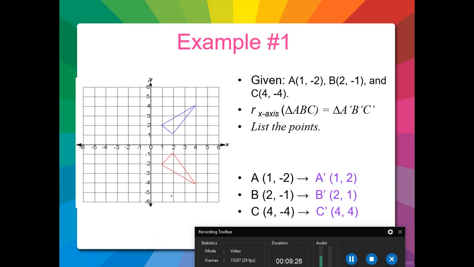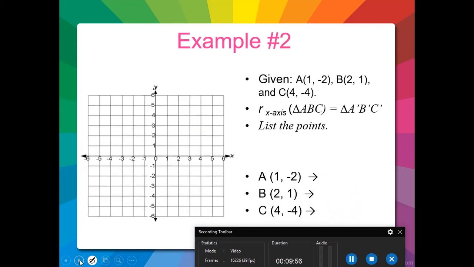There's the triangle that is the image. Notice it's exactly the same size. Distance between points is unchanged. So this is now A prime, B prime, and C prime. So we've created an exact copy. The line of reflection X is where we would fold the paper, and the blue and the red triangles would line up in exactly the same spots.